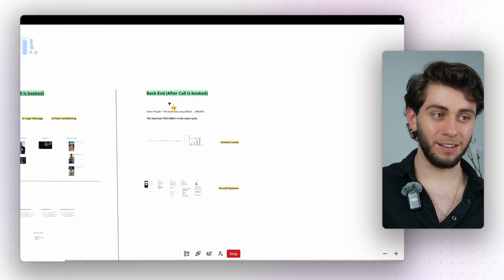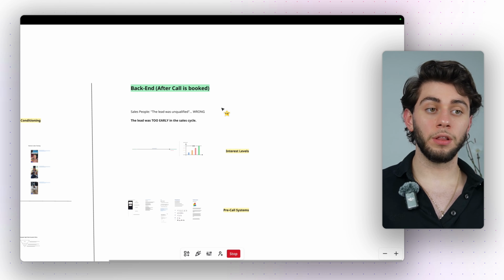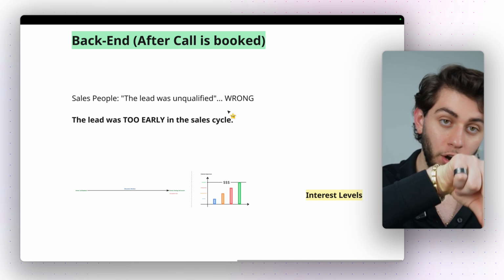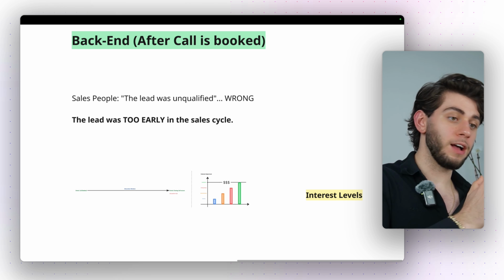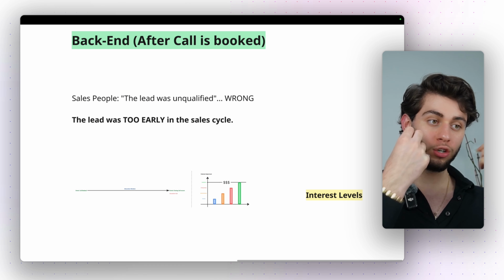Now the back end, which is also very important. This is, for example, when the sales team says, yo, the leads are all unqualified, which is wrong. They are not unqualified. What they might be is too early in the sales cycle. They still need more education. They still need to be nurtured more before they actually take an action and buy.